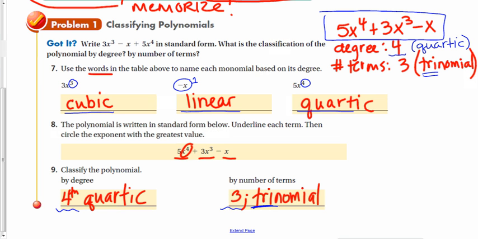These are things that we really just need to memorize, this vocabulary, and be comfortable using it when I use it in class or when you see it come up in your work.